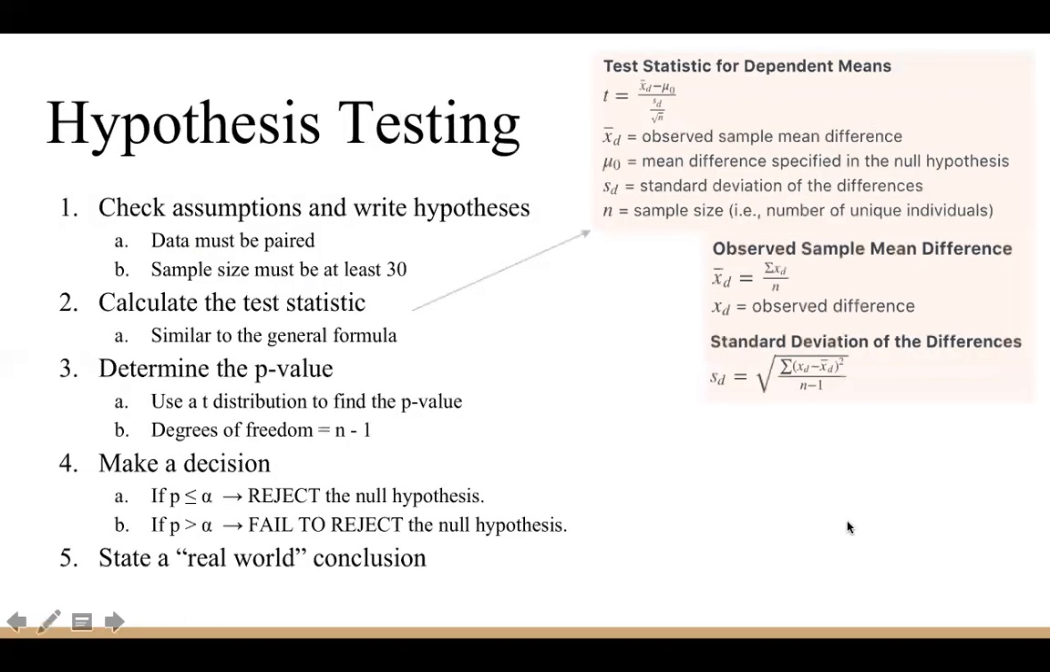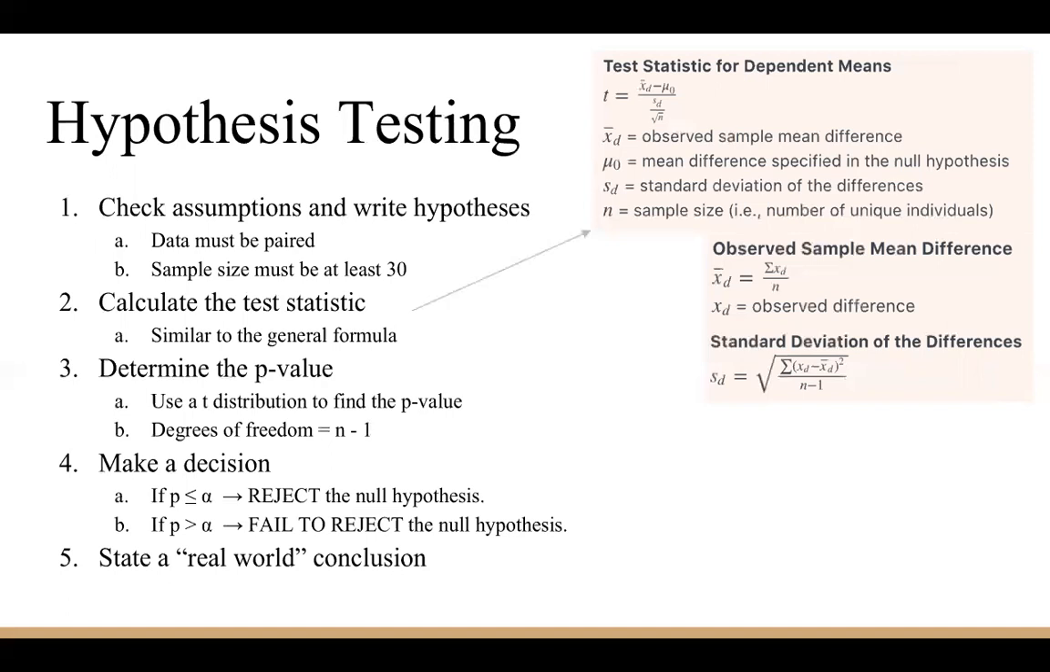Okay, so hypothesis testing, there's quite a lot of formulas for paired means here, because the main test statistic formula kind of goes into finding the standard deviation and then the observed sample mean difference. So it can get kind of deep here. But first, the same thing, you're going to check your assumptions, then write your hypotheses. You have to make sure that your data is paired and dependent, and then just make sure that the sample size is at least 30.